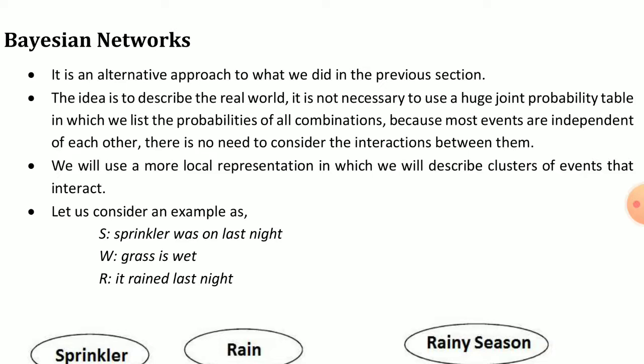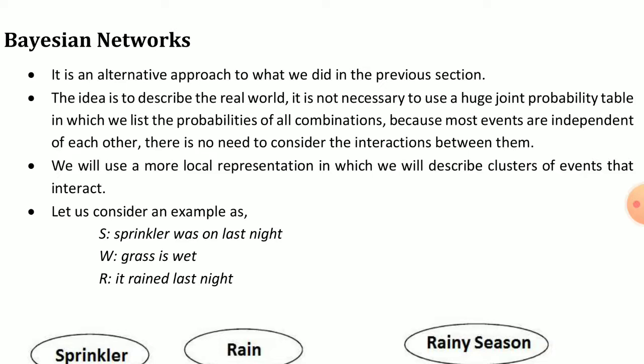because most events are independent of each other. There is no need to consider the interactions between them, and here we can find out the events. Events are independent, meaning they are not dependent on others.